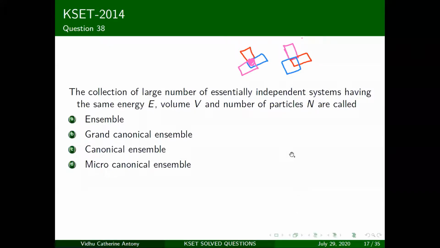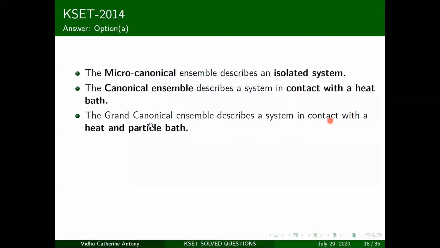So the microcanonical ensemble basically describes your isolated system. A canonical system is basically in contact with a heat bath, so that means there is energy exchange in your canonical system. In your grand canonical, basically you have a heat and particle bath. So there's both energy exchange as well as mass exchange. So this is basically what your ensemble means.